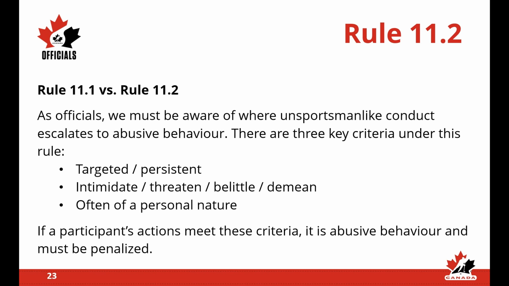So looking at the difference of Rule 11.1 versus Rule 11.2, as officials, we must be aware of where unsportsmanlike conduct escalates to abusive behavior. There are three key criteria under this rule. So again, it's targeted and persistent, intimidate, threaten, belittle, demean, and often of personal nature. If a participant's actions meet these criteria, it is abusive behavior and must be penalized.